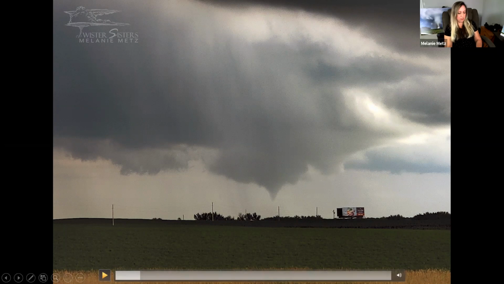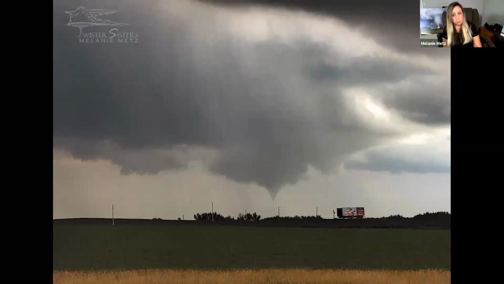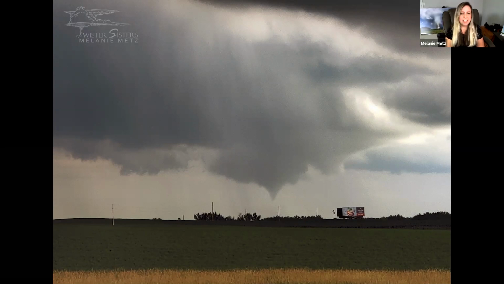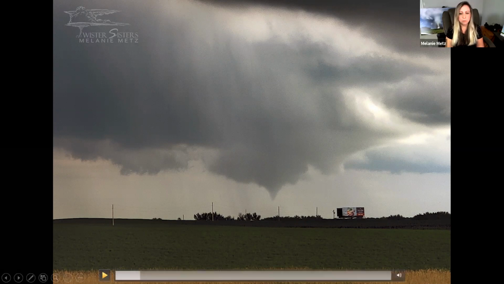So sometimes as chasers or spotters, we get hesitant to report it to the National Weather Service because we don't know for sure if there's rotation, if we can't see it. But the way that this looks, I made sure we called it in. Brad actually called it in and reported a funnel halfway to the ground, even though we were not able to confirm rotation. But there were other people who were calling it in too, which was great.